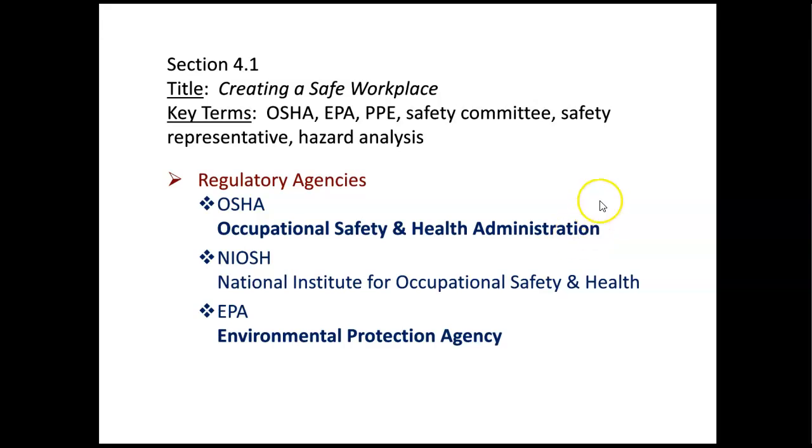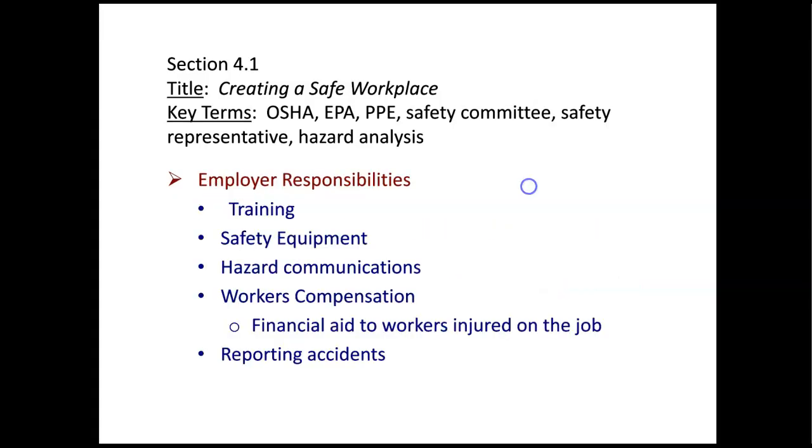So we have NIOSH, which is the National Institute for Occupational Safety and Health. They oftentimes are responsible for doing different types of testing on products or actual testing on PPE and safety equipment, and just making sure that other types of standards for the way some of that safety equipment is made and used is also applied. And then, of course, we have the EPA, the Environmental Protection Agency, which is there to guarantee that employers and industry are protecting the environment as well.